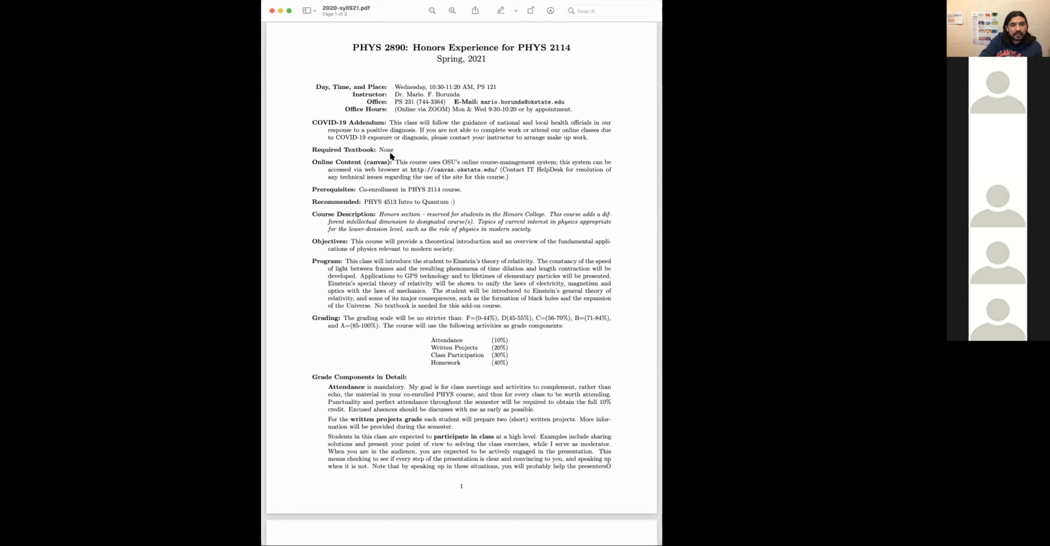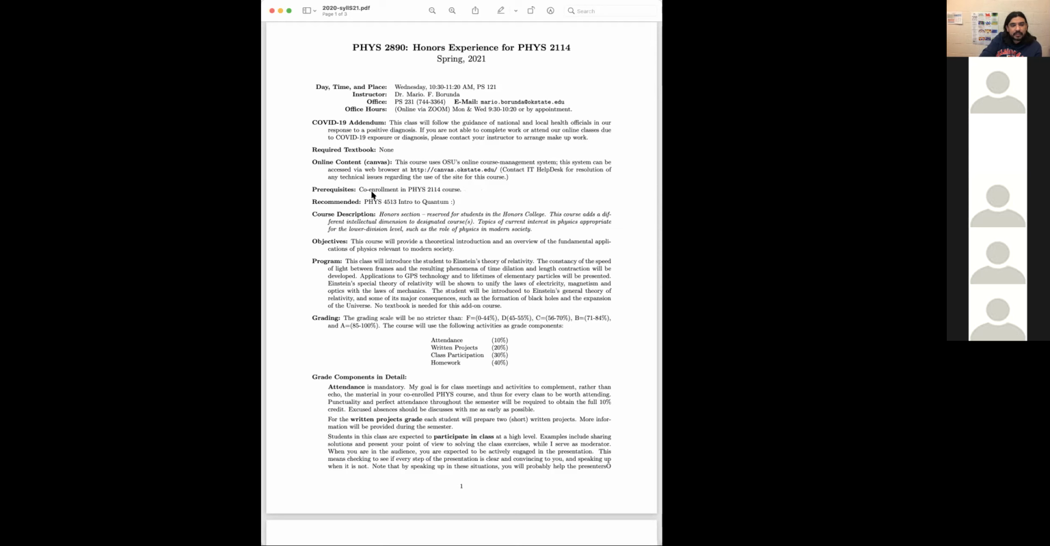So there's no required textbook for this class, but some of the material that we cover is in the textbook that you have for your Physics 1 and 2 course. We're going to be using Canvas for the course, and I'll be arranging for you to see videos or some assignments through Canvas. You'll be turning in some of the written work through Canvas.